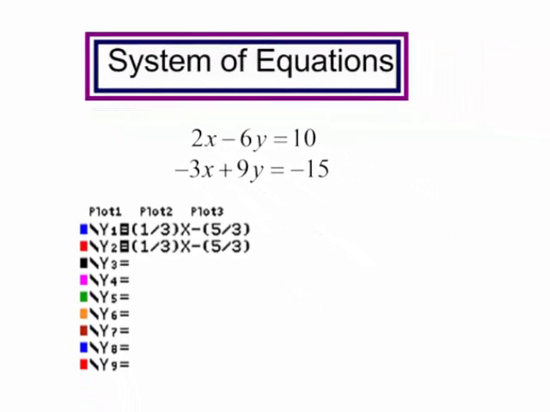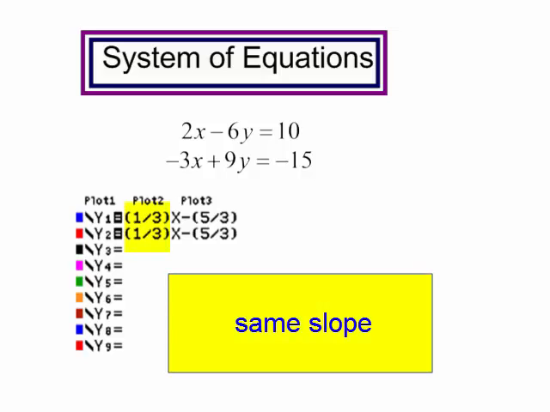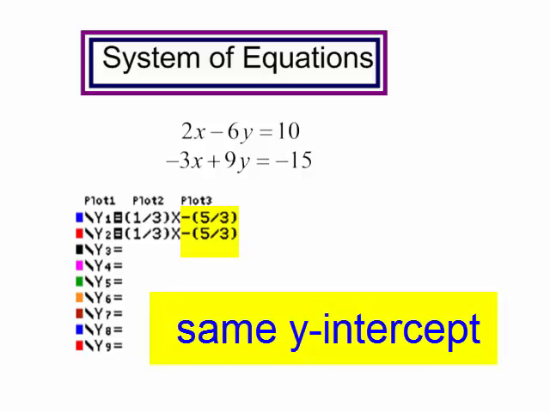So once again, these are my two equations after I solved for y, and I reduced it this time. Did you notice they had the same slope, which means they're either parallel lines or the same line, but they also had the same y-intercept. Therefore, they are the same line. Let's try one more.